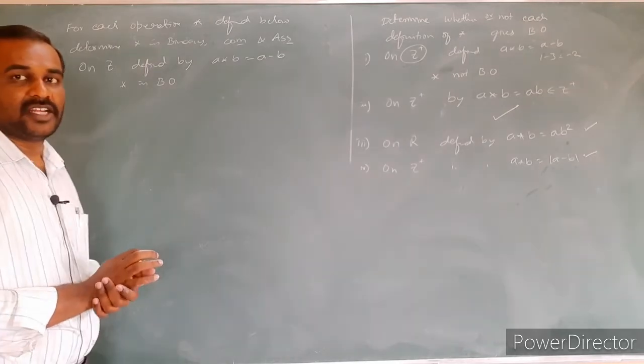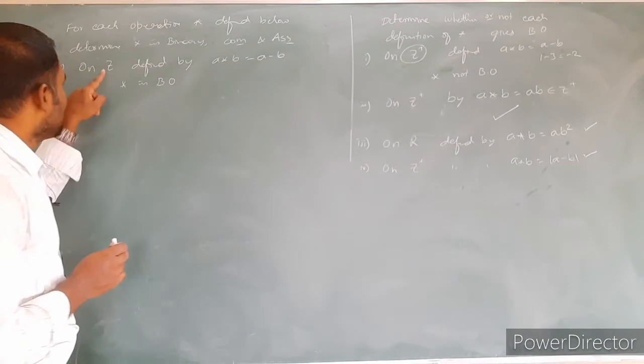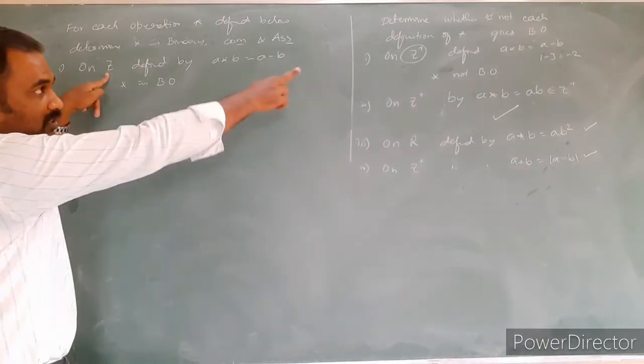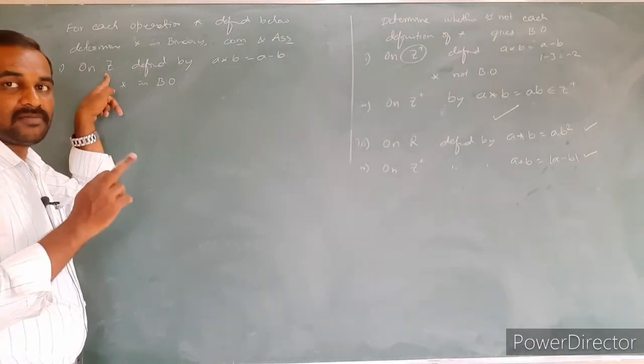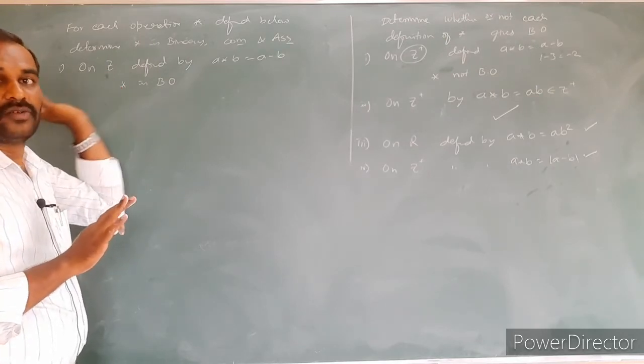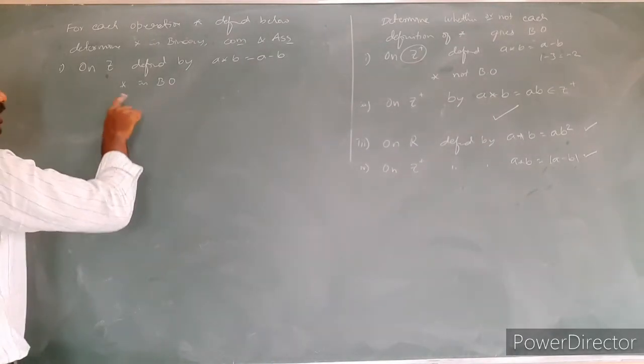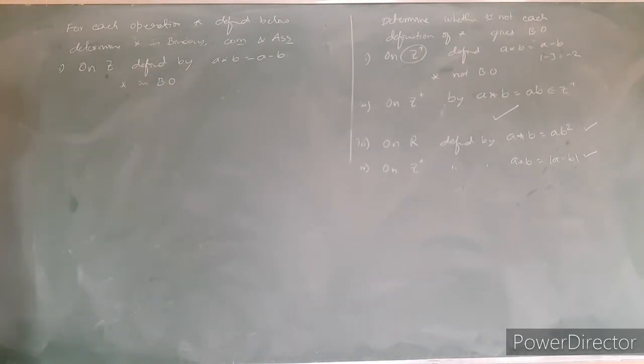Star is a binary operation. The difference of any two integers is again an integer. Here the whole integer set is given, not only the positive integers. If they give only the positive integers, it is not a binary operation. If they give the whole integer set, then it is a binary operation. Now we need to check. Yes, star is a binary operation.